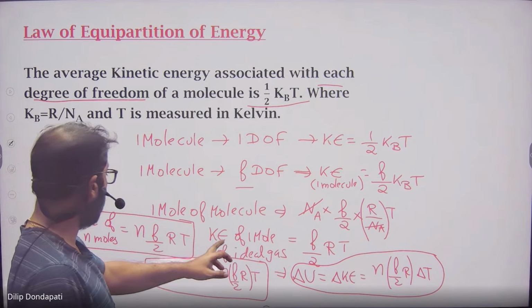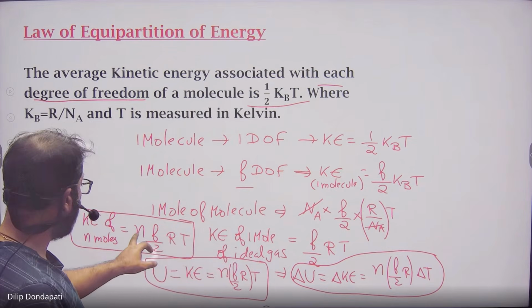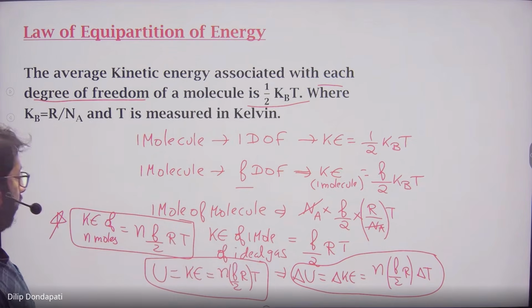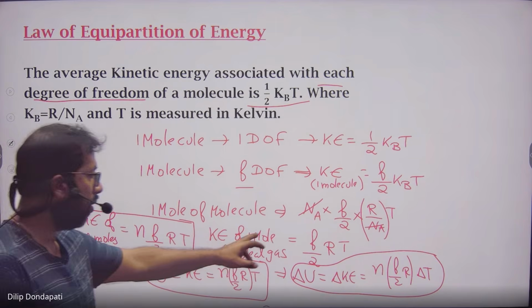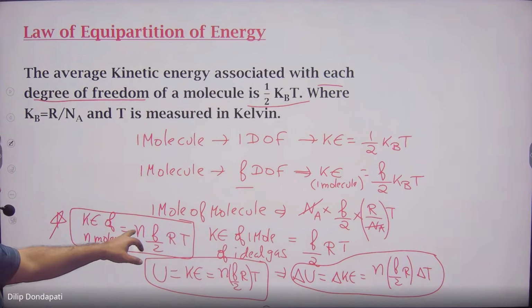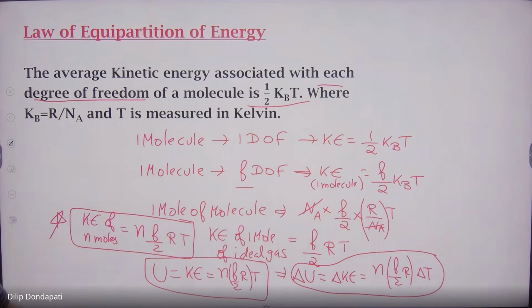Sir, kinetic energy of N moles is N F R T by 2. Kinetic energy for N moles is N into F by 2 RT. This is for 1 mole. For N moles, I will multiply by N: N into F by 2 RT. And this is nothing but the internal energy.